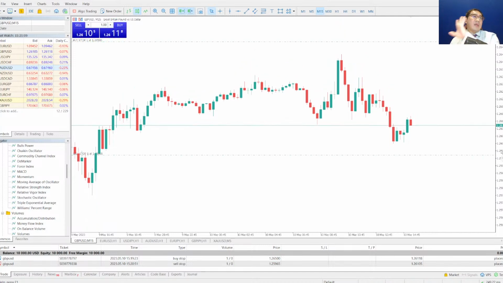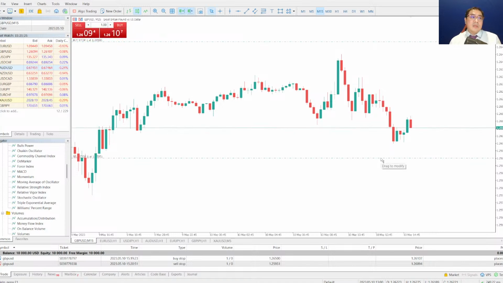Okay, so we got that done for the pound USD. I've got one order at 1.2650 to buy. To sell, I've got one at 1.2595. You can have it at 1.2590 as well. So you know what? I actually go for 1.2595. It's perfect for me.